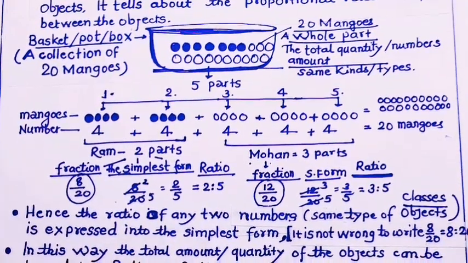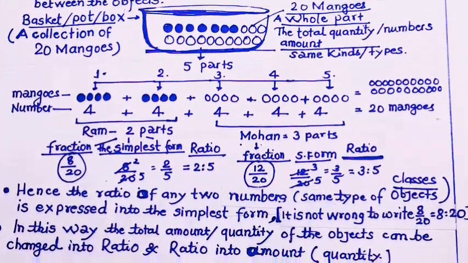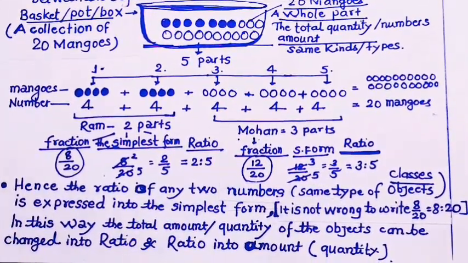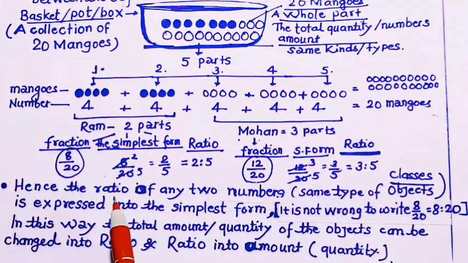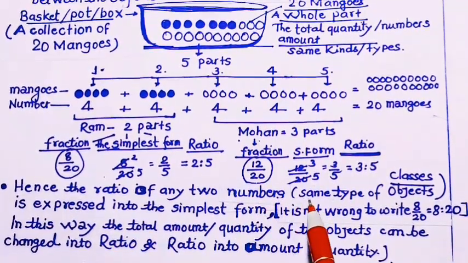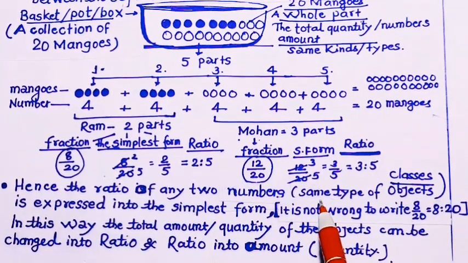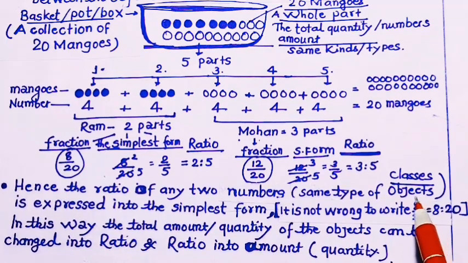Some sentences have been written below. You can see. Finally, hence the ratio of any two numbers. And the condition is that the numbers should be of the same type of objects, the same type of classes.